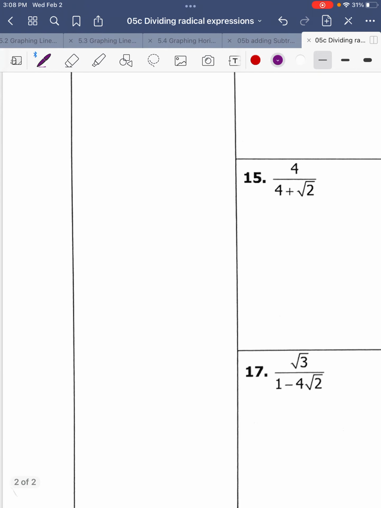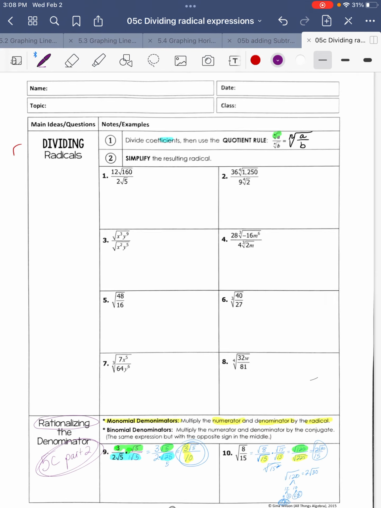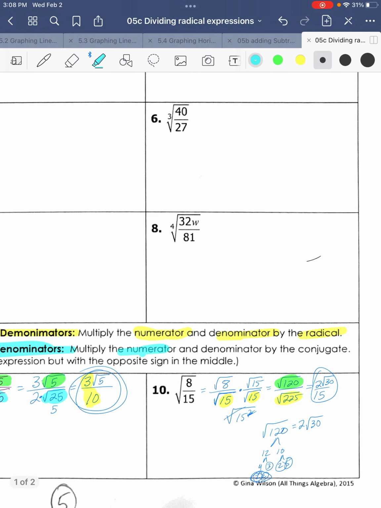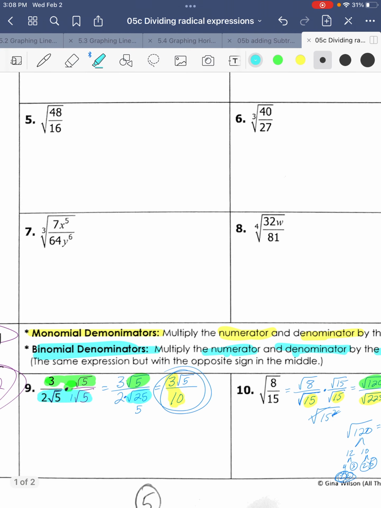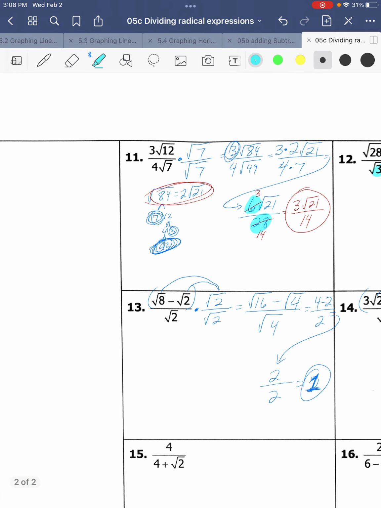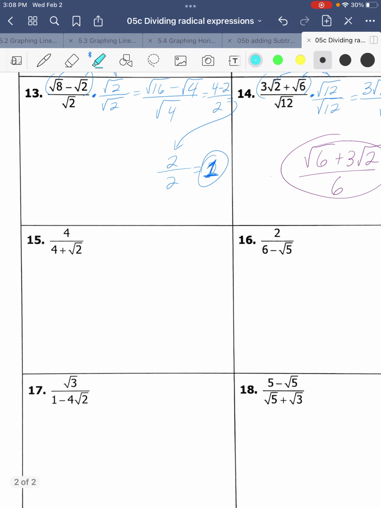So you're going to multiply. Let's go back to the before. We're going to multiply for binomial denominators. Multiply the numerator and denominator. So again, you multiply by the exact same thing, by the conjugate. The same expression, but the opposite sign in the middle. That's the conjugate. So let's take a look at this.